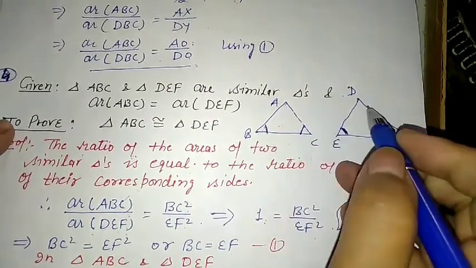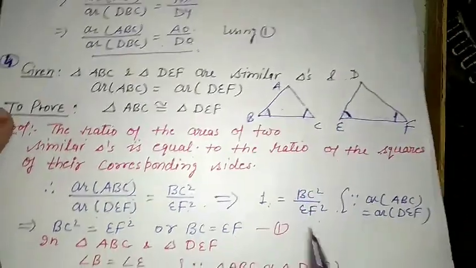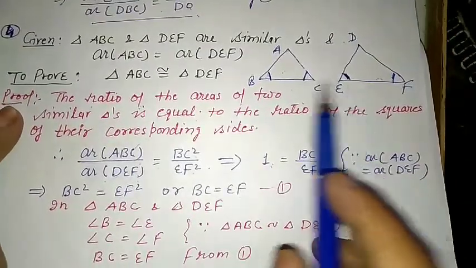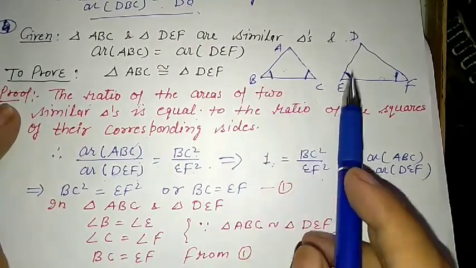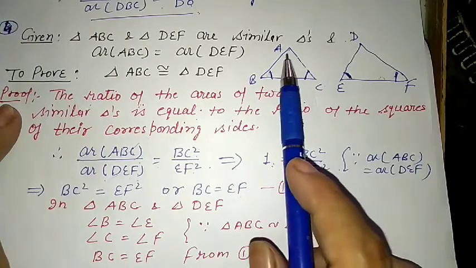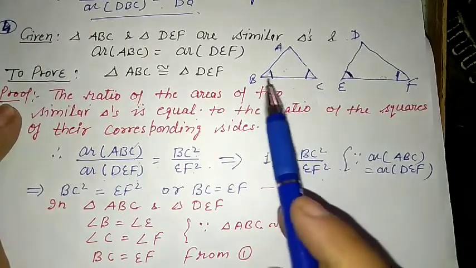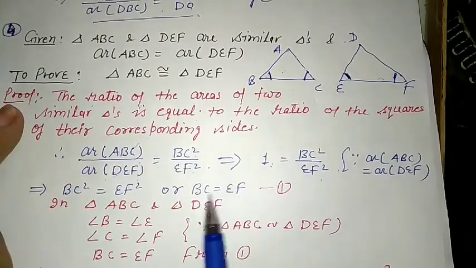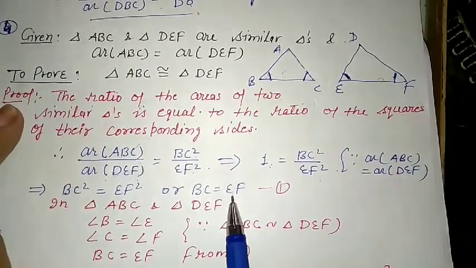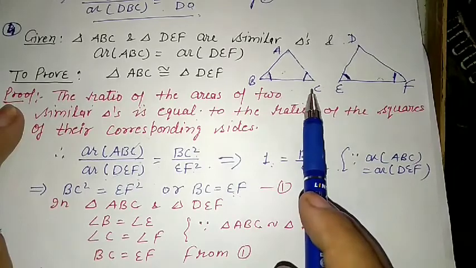Though A is equal to D also, because we have BC equal to EF, that's why we have chosen these two angles B, E, C, F. Otherwise A will also be equal to D, but we are choosing B and C, E and F because the same side we are having equal. So angle B is equal to E, C is equal to F.